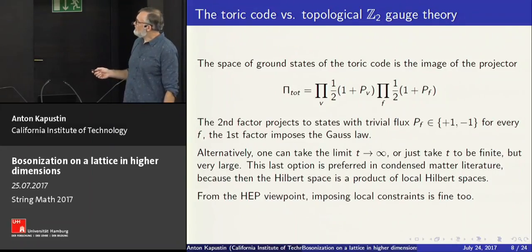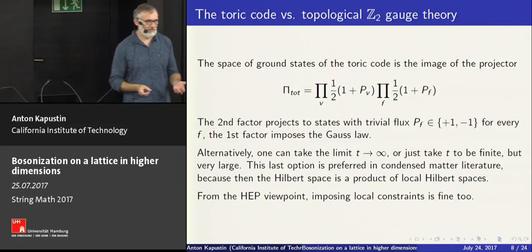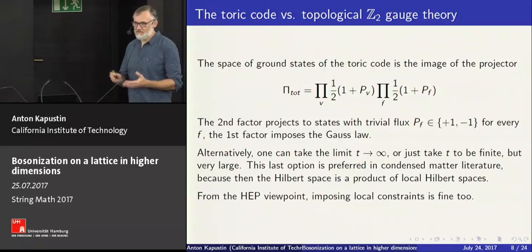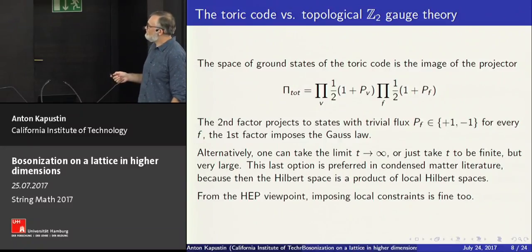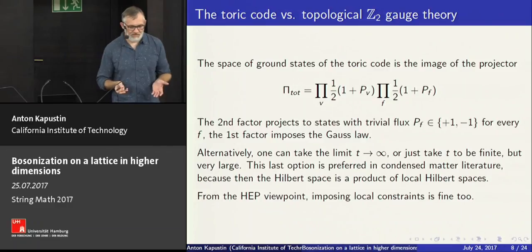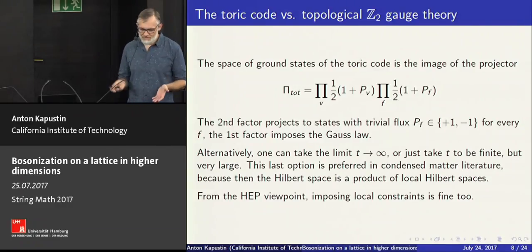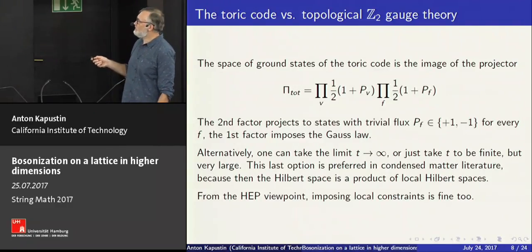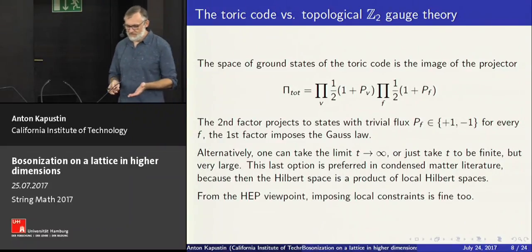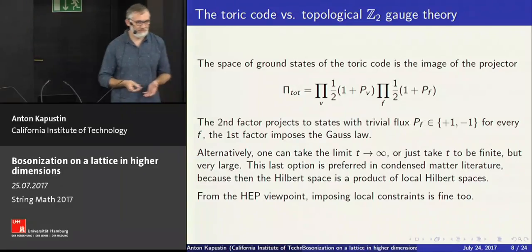Well, in condensed matter literature, one usually does something different. One doesn't like to impose constraints on a Hilbert space. One wants the Hilbert space to be simply a product over all simplices of some dimension. So in condensed matter literature, people just take this parameter T finite. So they keep all the states, but if T is large, all the other states which are not in the image of this projector have a large energy. So in regard to excitations, the ground states are precisely the states of the topological Z2 gauge theory.